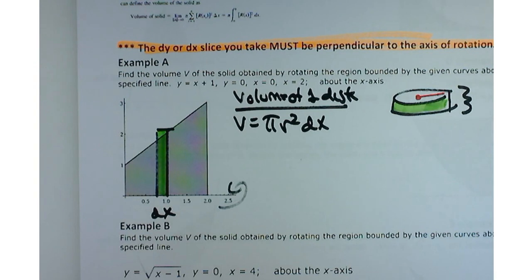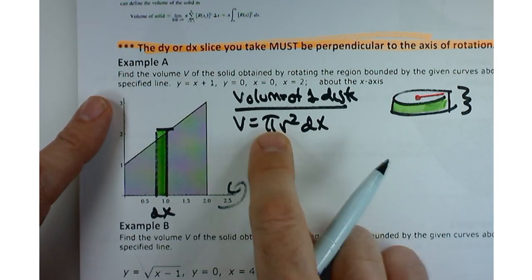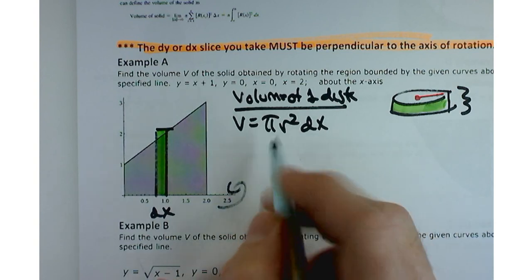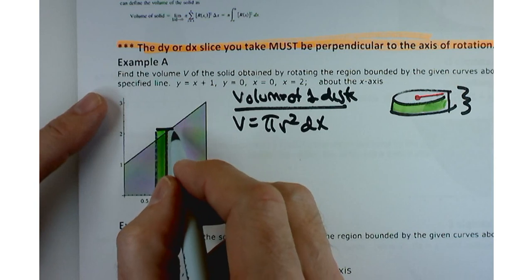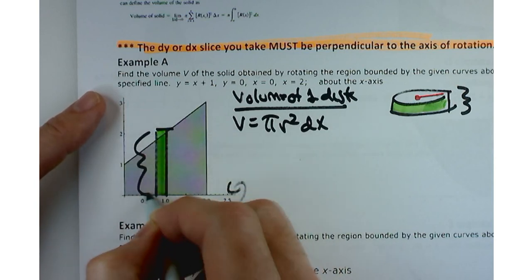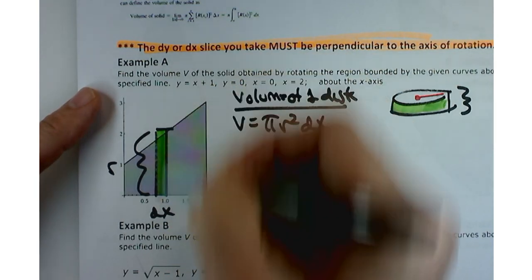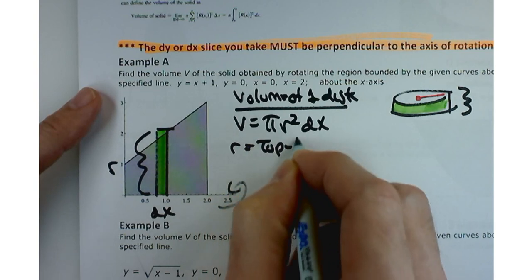Think back for a moment in terms of section 6.1. When we ended up with a dx term here, what did that say about the rest of my expression here? It has to be in terms of x. So I need to know what the radius is. So what's the radius here? R. The radius is going to be the top minus the bottom. Well, that's not too bad. R is top minus bottom.